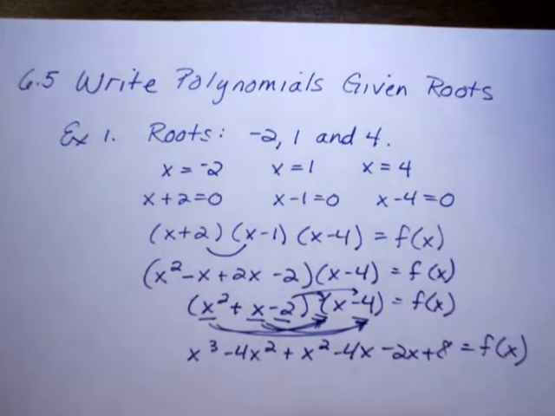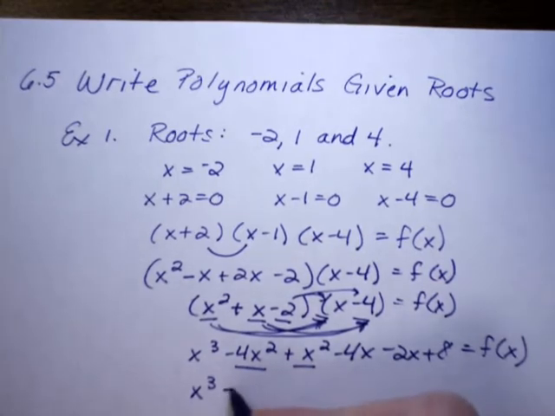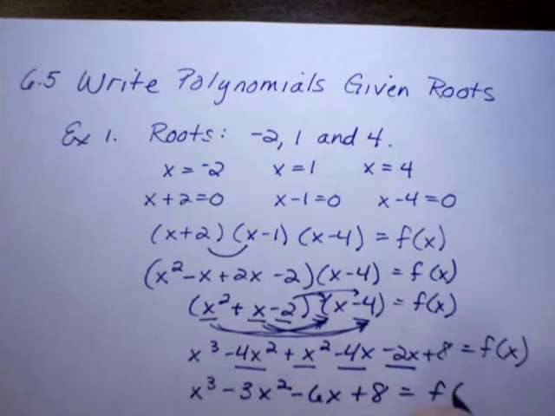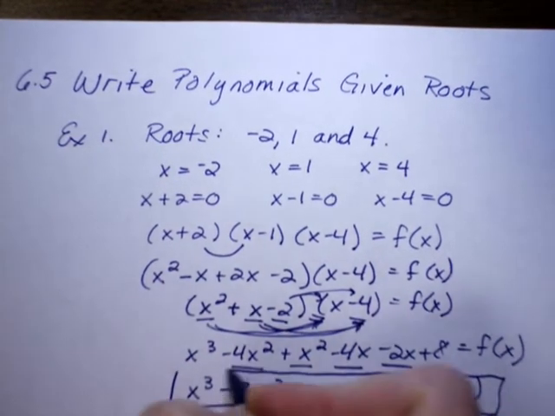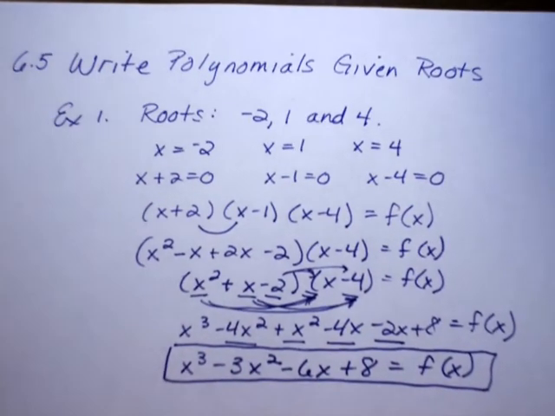After this, we can combine like terms. I've got a couple x squared there. I've got some x's and my constant. That is our answer. This is a polynomial that had the original roots of -2, 1, and 4.